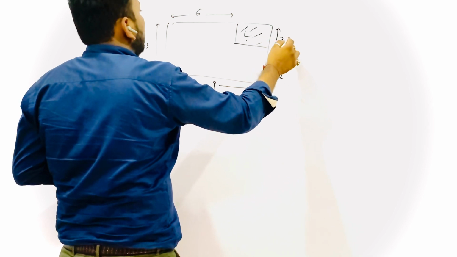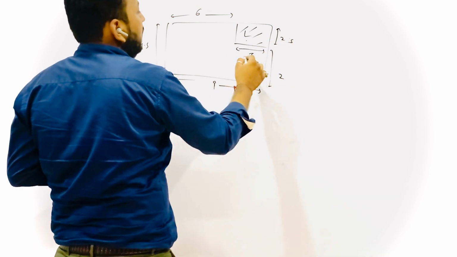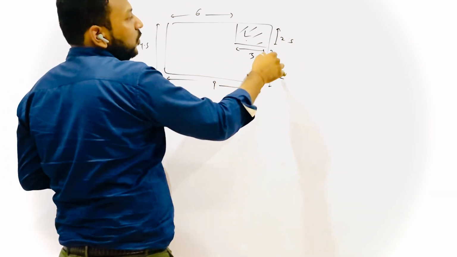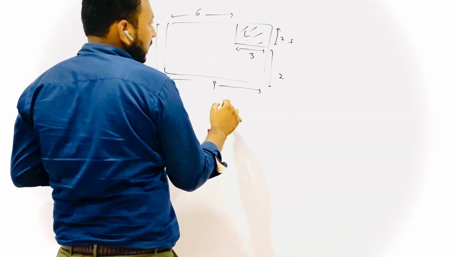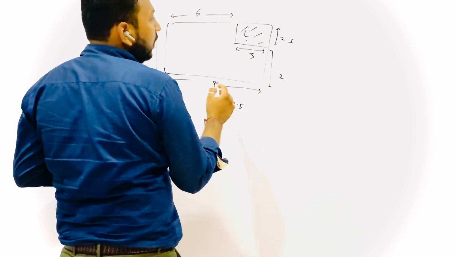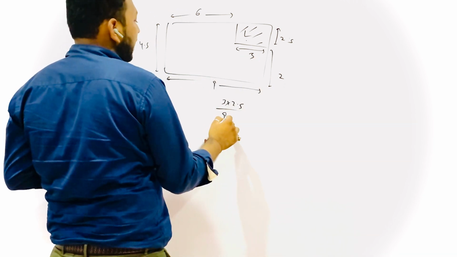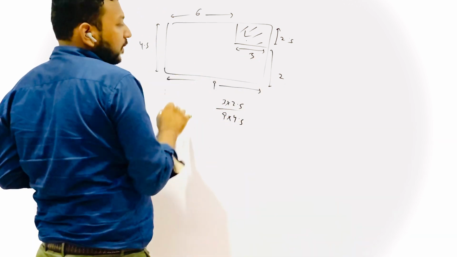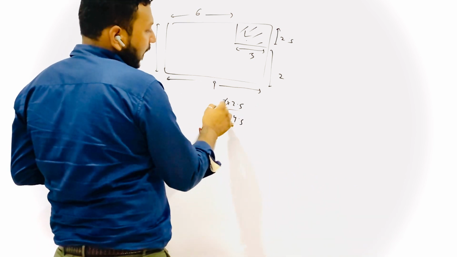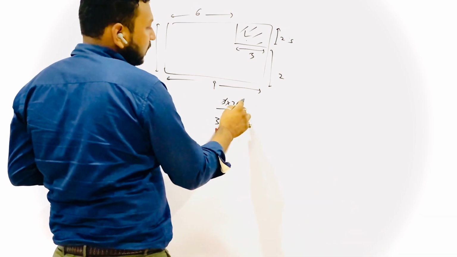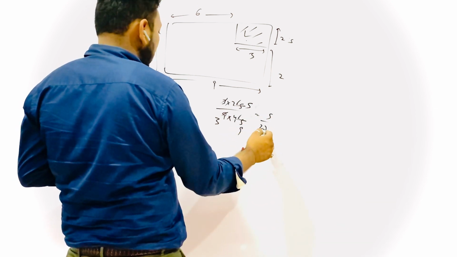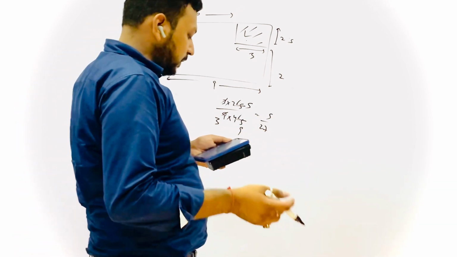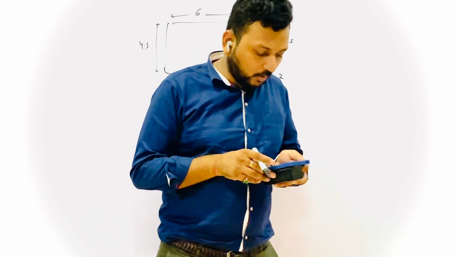What is this area? This is 2.5, and this is 3. 4.5 minus 2 is 2.5. 9 minus 6 is 3. So what is the favorable area? That is 3 into 2.5. What is the total area? That is 9 into 4.5. Right? So you can calculate from this. 3 gets cancelled. 5 by 9, so 5 by 27. This is the answer.